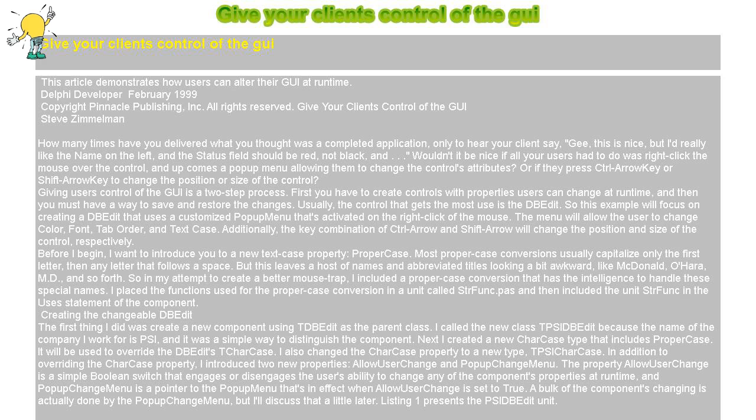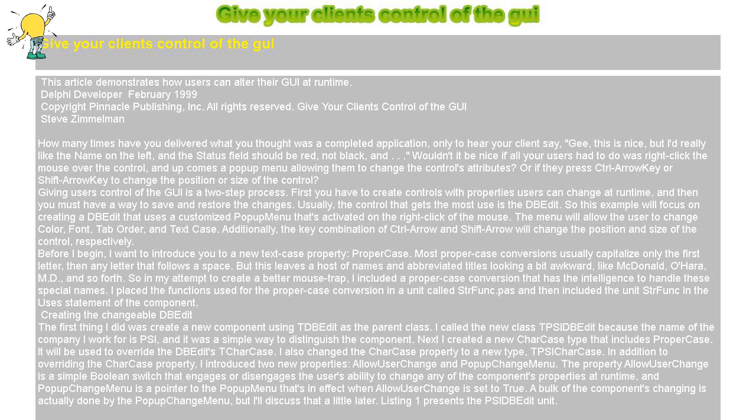Steve Zimmelman. How many times have you delivered what you thought was a completed application, only to hear your client say, "Gee, this is nice, but I'd really like the name on the left, and the status field should be red, not black," and wouldn't it be nice if all your users had to do was right-click the mouse over the control, and up comes a pop-up menu allowing them to change the control's attributes? Or if they press Ctrl-ArrowKey or Shift-ArrowKey to change the position or size of the control.